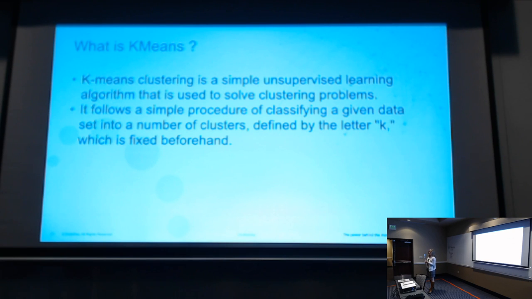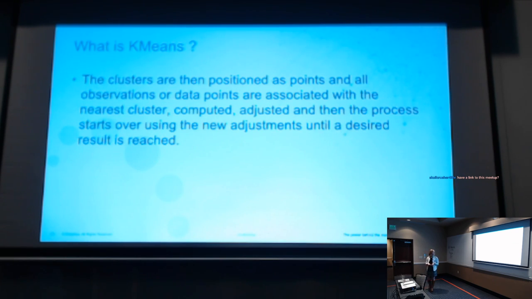But then what is k-means? K-means is an implementation of these clustering algorithms. It's a very simple, unsupervised learning algorithm that's used to solve clustering problems. It follows a simple procedure of classifying a given data set into a number of clusters, defined by the letter K. So you actually define how many clusters you want before you start running the algorithm. It's fixed beforehand. With k-means, it's not going to determine the number of clusters for you. You're telling it, I want this number of clusters, and then classify my data as such.